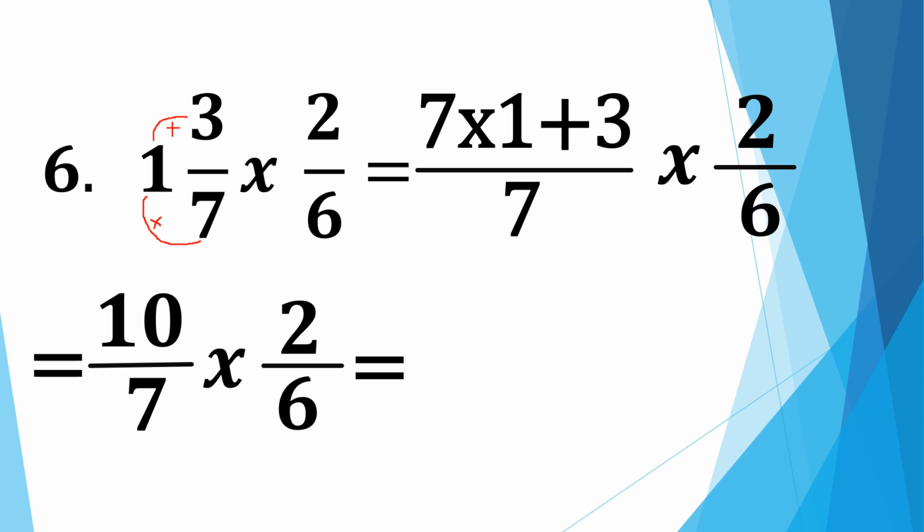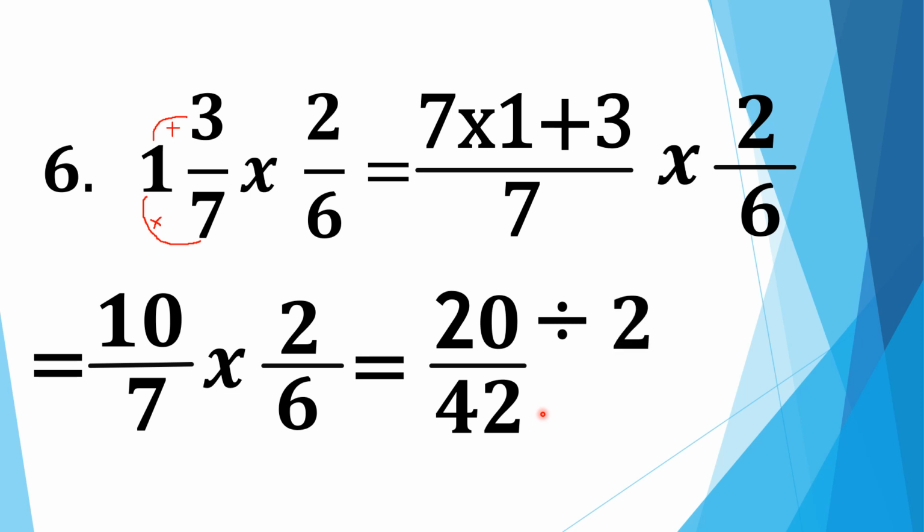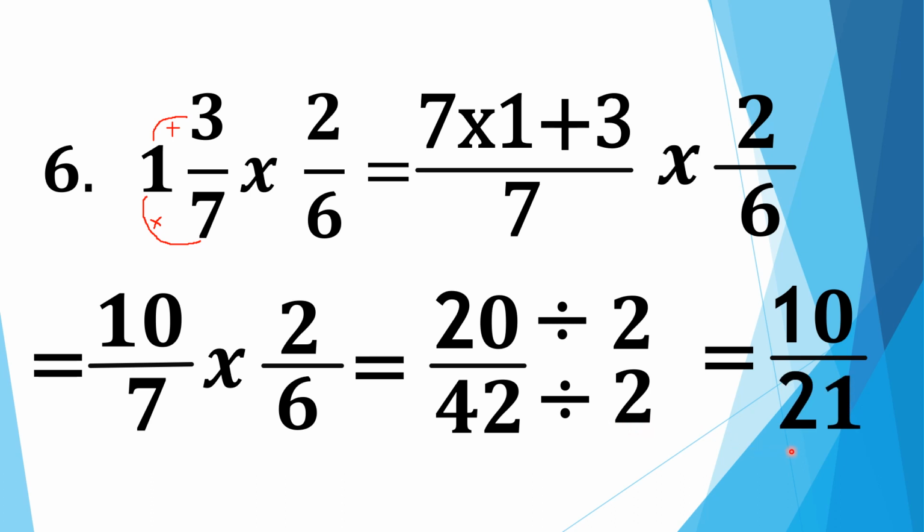10 times 2 is equal to 20. 7 times 6 is equal to 42. Then, what is the greatest common factor of 20 and 42? So, the greatest common factor of 20 and 42 is 2. So, let us divide 20 divided by 2 and 42 divided by 2. 20 divided by 2 is equal to 10. 42 divided by 2 is equal to 21.